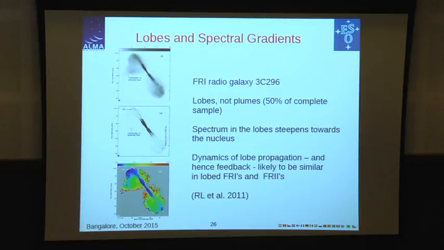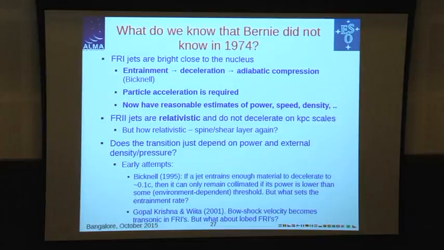And the point I want to make here is that this is very common in FR1 samples, and it's important if you want to calculate the effects of these sources on the environment. You shouldn't assume that they're tailed sources going off into the middle of nowhere. They interact differently with the intergalactic medium, and they interact in the same way as the FR2 sources to a first approximation. Okay, so what do we know now that Bernie didn't know in 1974?